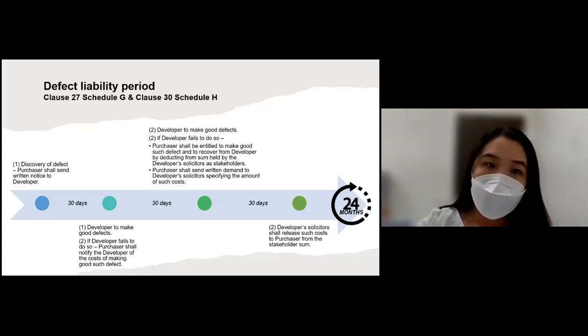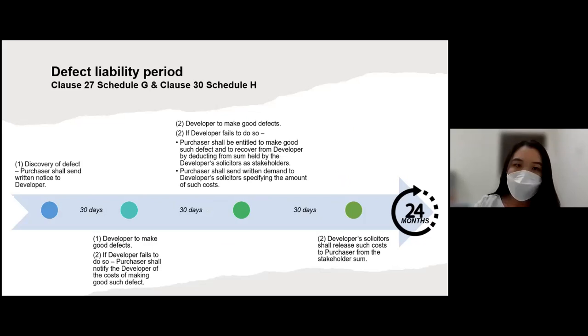Based on Clause 27 and Clause 30 of both Schedule G and Schedule H, the defect liability period will be 24 months. This means that for any defect discovered within 24 months from the day the purchaser takes over possession of the property, the purchaser can send written notice to the developer to inform them of this defect. And the developer has 30 days to repair the defects.